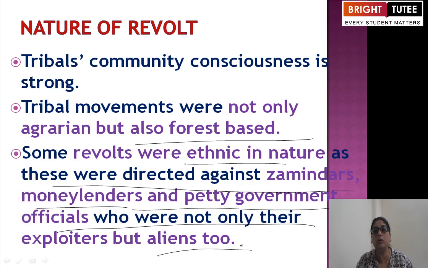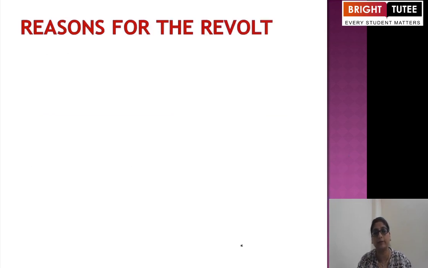Now, you all know what was happening. They were forced to pay the revenue taxes and they were very poor. They didn't have any kind of livelihood except cultivation or animal rearing. So, they were forced to borrow money from the moneylenders or the zamindars, and the government officials used to exploit them.